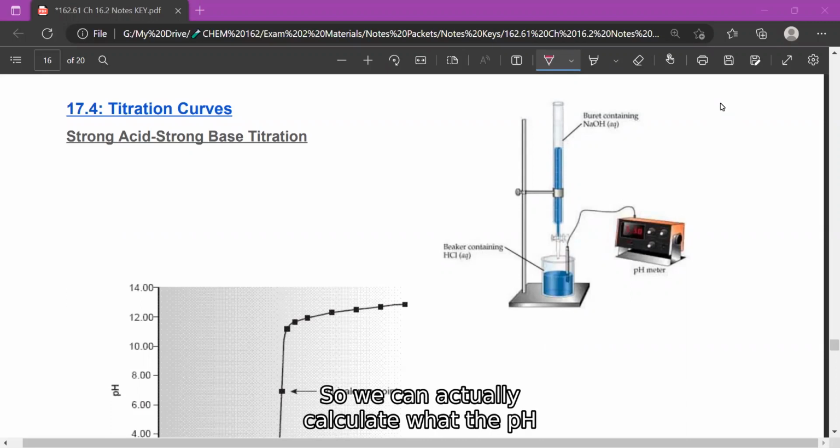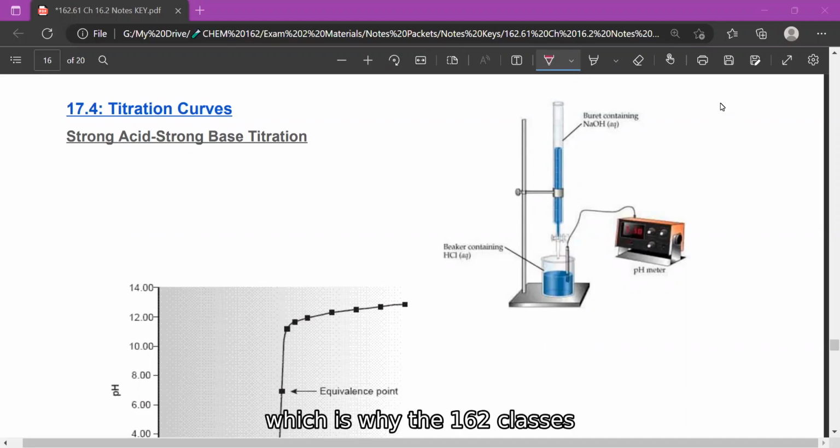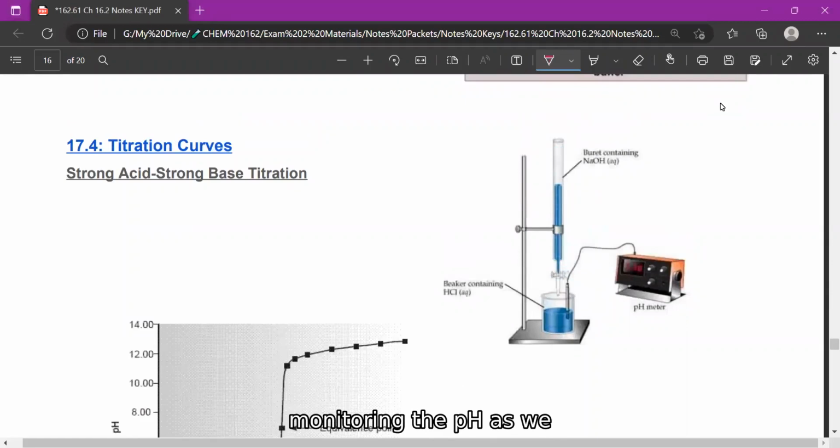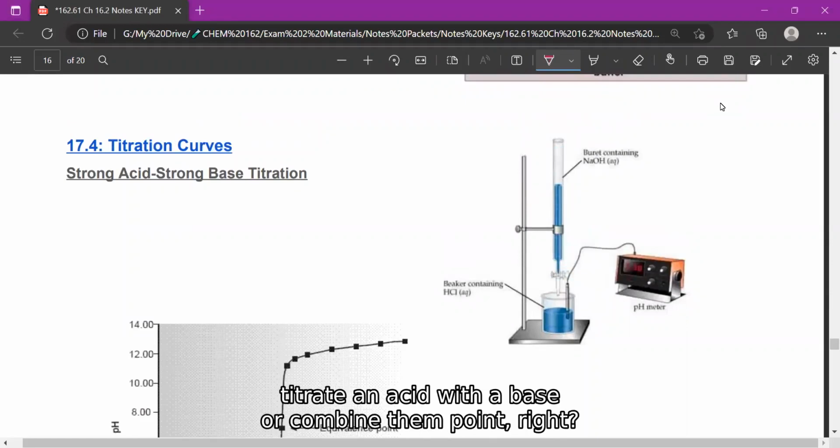So we can actually calculate what the pH should be at a certain point in a titration, or we can use a titration to calculate a concentration or identify an acid. There are so many uses for titrations, which is why the 162 class is really all about titrations, okay? So I am going to talk about titrations really quick. A titration curve is essentially just monitoring the pH as we titrate an acid with a base or combine them to a certain point, right?